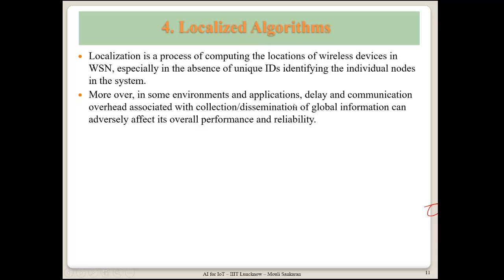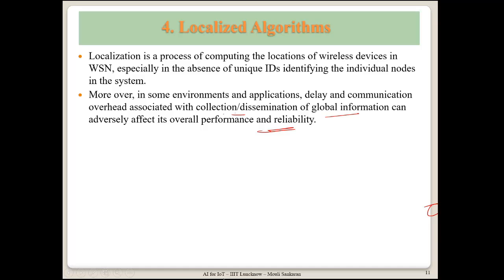Moreover, in some environments, even the delay and communication overhead associated with global information can affect the overall performance and reliability. When you want to collect and disseminate such global information, we also need to take care of the reliability of the data that we are sending across. So we need to bother about the delay and communication overhead associated with that. A localization algorithm takes care of the delays as well as the communication overhead.